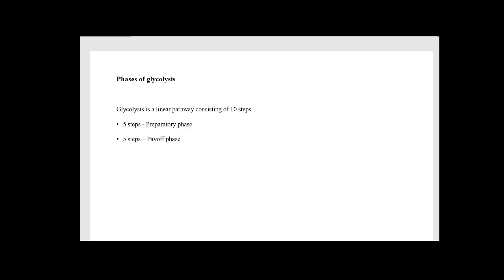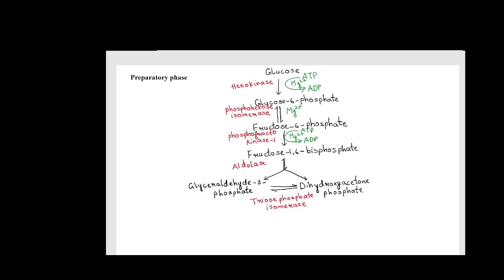So glycolysis is a linear pathway and it consists of 10 steps. The first 5 steps are the preparatory phase and the next 5 steps are the payoff phase. In the preparatory phase, first the glucose has to be charged for it to enter into glycolysis. This is done by the enzyme hexokinase, which transfers a terminal phosphoryl group from ATP to glucose at the 6th position to make it glucose 6-phosphate. For this reaction, magnesium ion is an important cofactor, as hexokinase binds to magnesium ATP and not ATP alone.